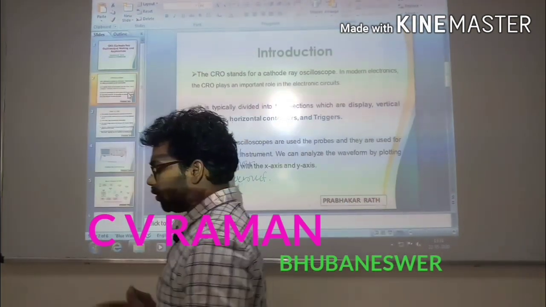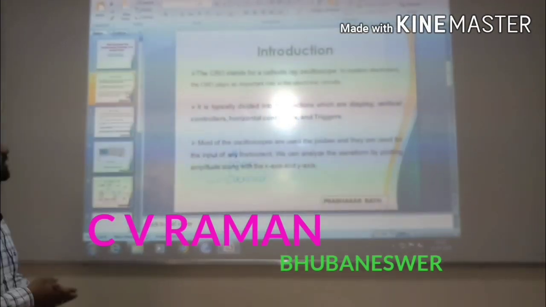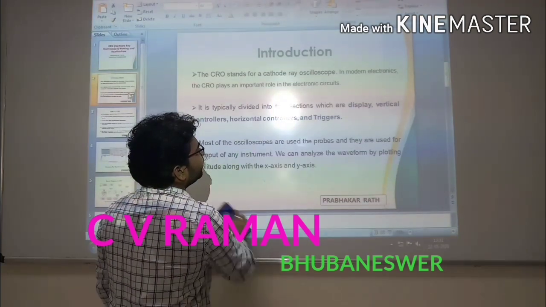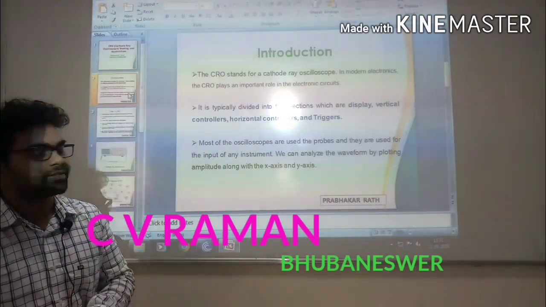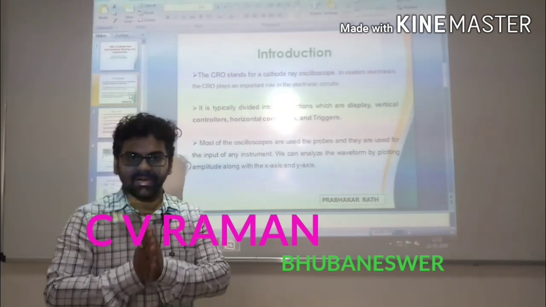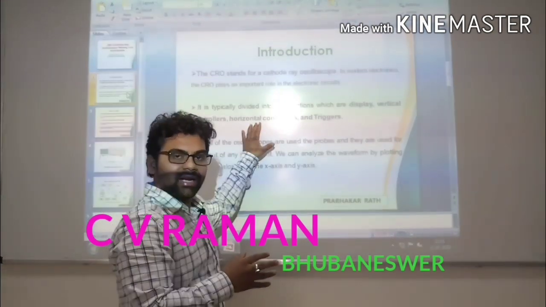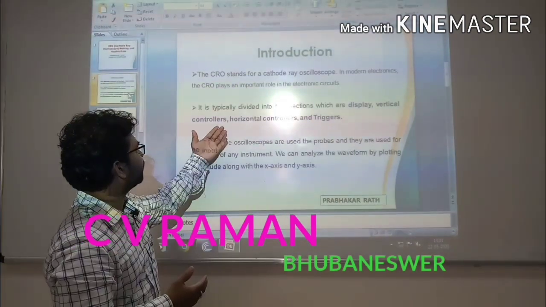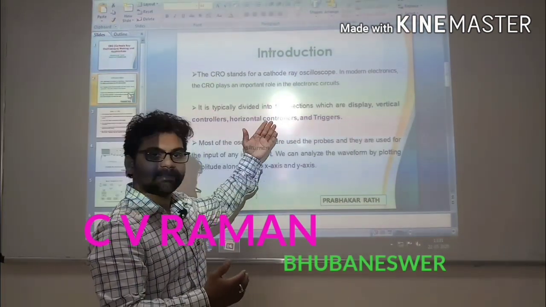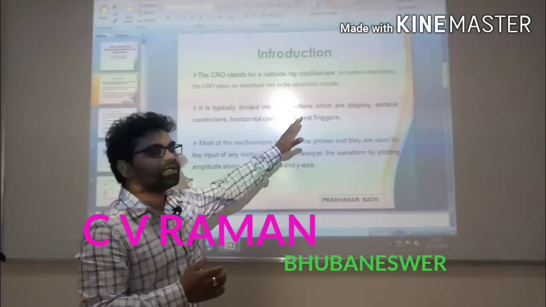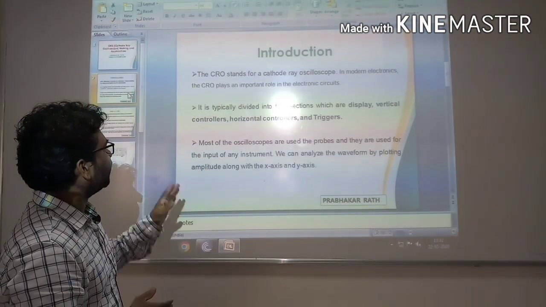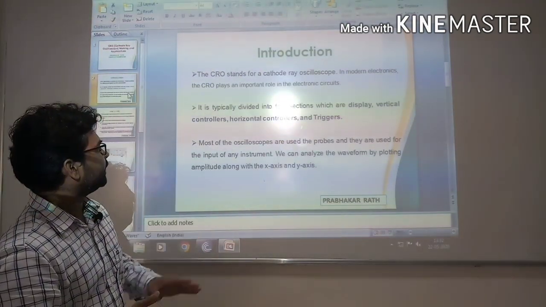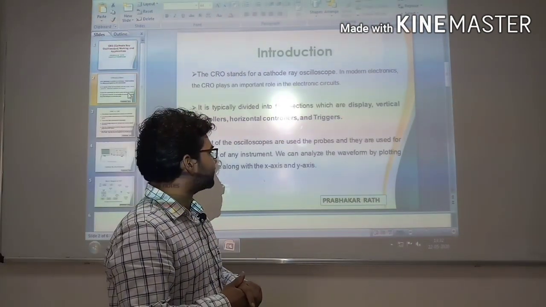But in case of a CRO, what happened? Already in that particular slide it is mentioned that CRO stands for cathode ray oscilloscope. It means in modern electronics, we use this device for the measurement of voltage and current. Basically, the CRO is divided into four sections. One is your display section, one is your vertical controller section, one is your horizontal controller section, and that is your triggering circuit. Okay. So for the input of any instrument, we can analyze the waveform by plotting amplitude along the x-axis and y-axis.